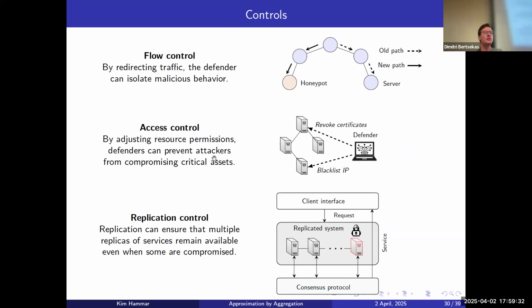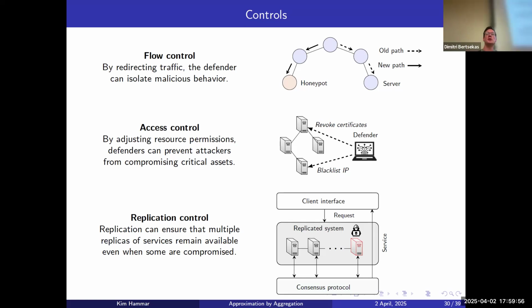Another control is access control that you can use to constrain the movement of a potential attacker to not allow it to access certain parts of the system. And another example would be replication control, where you can ensure that critical services have multiple replicas and can continue to maintain service even when some replicas may be compromised.